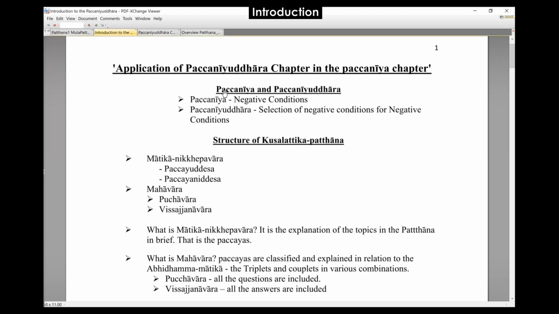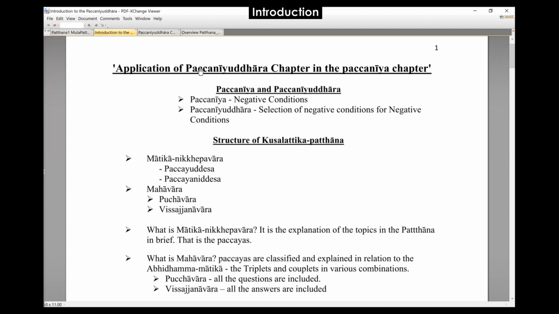Good afternoon, everybody. So today we know why we are gathered here. My plan is to discuss the application of the Paccanīyuddhāra chapter in the Paccanīya chapter. I didn't translate the topic, of course. In Pali, it looks quite technical and it's quite difficult to translate it properly, at least from my side. So I did not try to translate it.